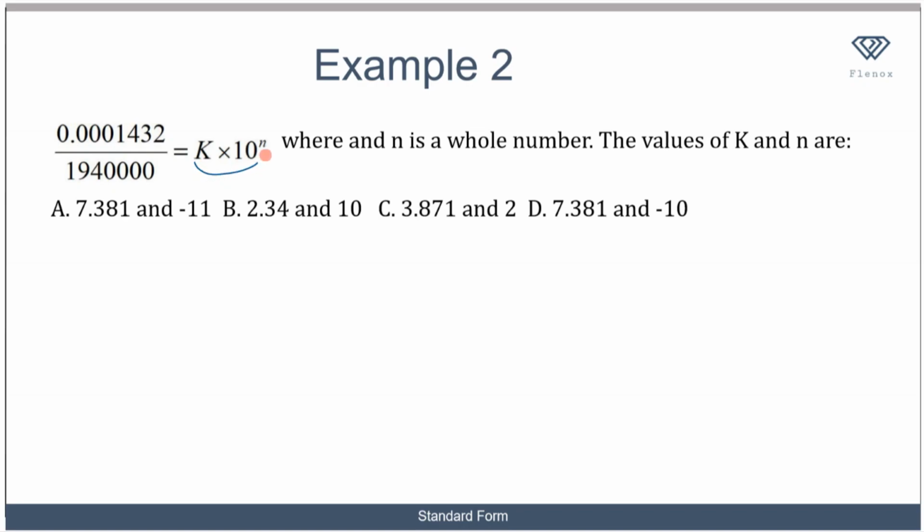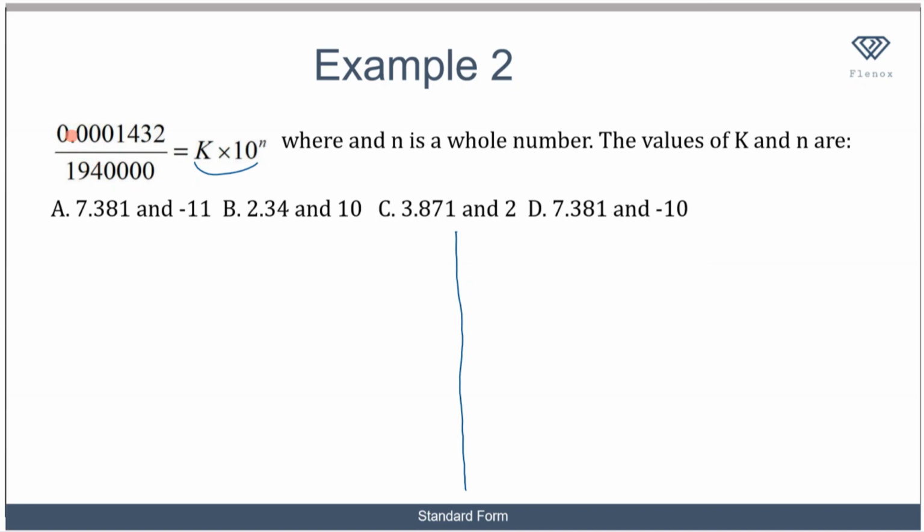But the question is not asking you to tell them the answer in standard form. Instead, you have to tell them what the k value is and the n value is. So first, we need to express this in standard form. If you look at this question now, it might be impossible to type this into your normal calculator or on-screen calculator because the digits are too long. So you have to first simplify before you can solve it. So how do we do this?